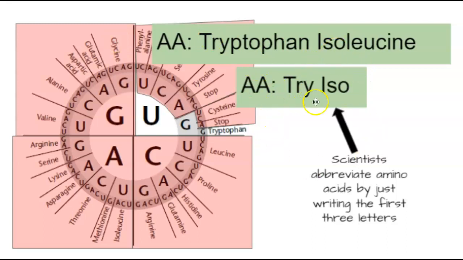Now scientists are lazy, so they don't usually write the whole word out. You can just write the first 3 letters, okay? So on worksheets that we're gonna be working on, you can just write the first 3 letters.